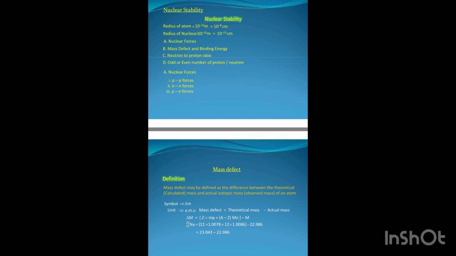Mass defect. Mass defect may be defined as the difference between the theoretical calculated mass and the actual isotopic mass, the observed mass of an atom.